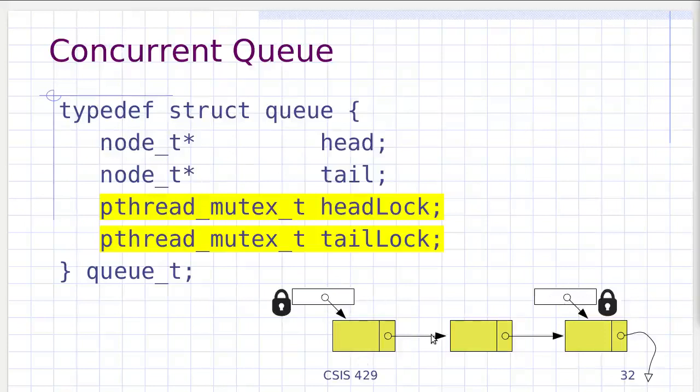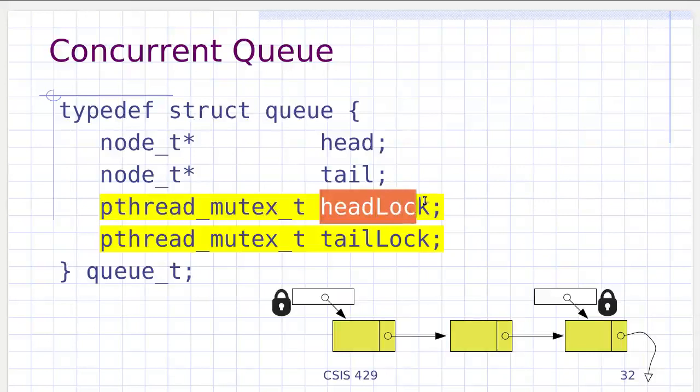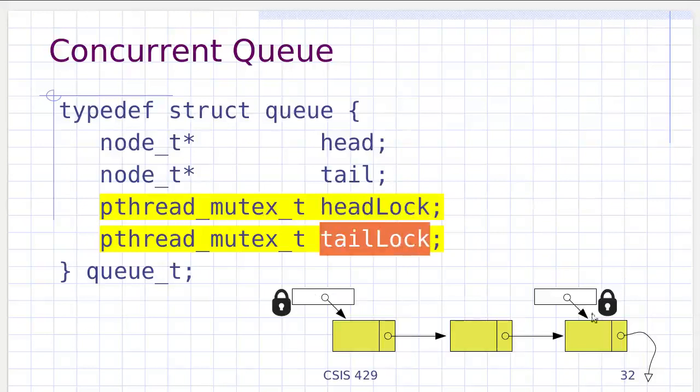Okay, so once you figure that out, then you realize, well, you could have operations on either end, and so you probably want to use separate locks. So that's why you would have a head lock for locking the head and a tail lock for locking the tail. So they have two different locks.